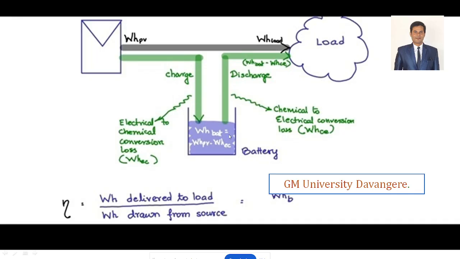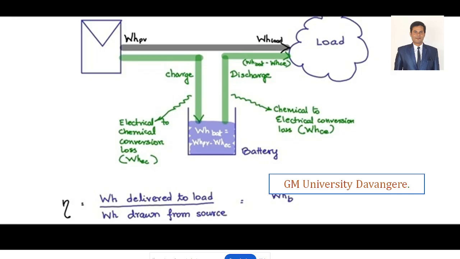Here WH battery is equal to WHPV minus WHCE, where during again the conversion from the electrical conversion to the loads, we have WH load is equal to WH battery minus WHC. That is the total battery minus again the chemical to electrical conversion you have to subtract. So that much energy is being given to the load, right? That is what the losses are. You can notice there are losses during the conversions, right?